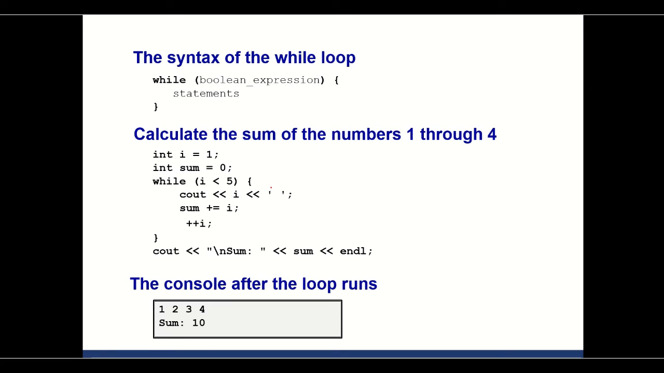Let's do the loops right now. The while loop syntax is pretty simple. You have the while, then the Boolean expression, and then you write the statement. That's how you configure a while statement. So long as the Boolean expression is true, these statements will keep on executing.